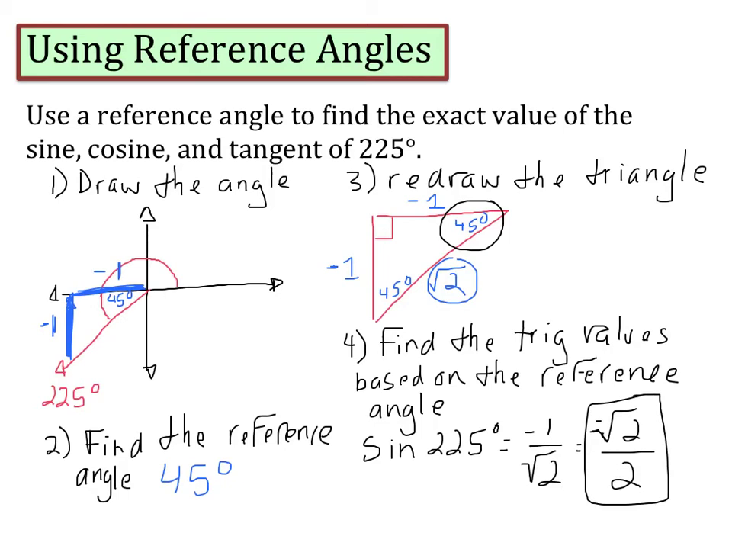And that's how we use the reference angles to find the exact value of sine, cosine, and or tangent of an angle. So we draw the angle, we find the reference angle, we redraw the triangle, and then we find the trig values based on the reference angle. Now I only did sine here, but if you want to find cosine and tangent, it'd be the same thing. You'd base cosine off of the reference angle and tangent off of the reference angle as well.